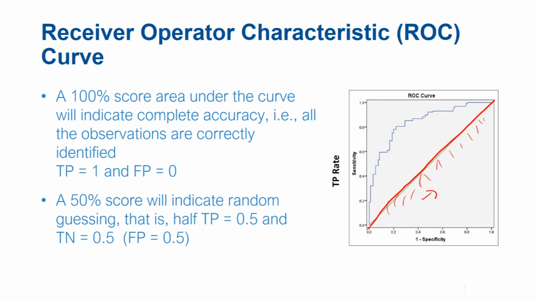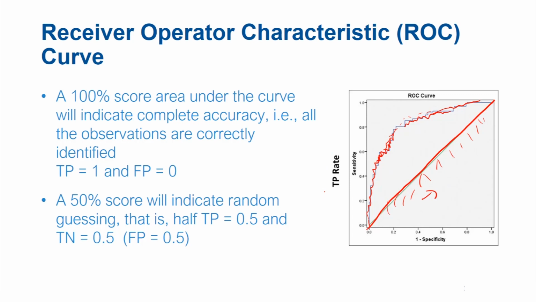More practical models will lie somewhere in between, that is, from 50% to 100%. Therefore, the accuracy of the model can be very nicely measured as the percentage of area under this ROC curve. To summarize this video, we discussed the ROC, receiver operator characteristic curve. This curve essentially provides a visual examination of the efficiency of the classification algorithm.